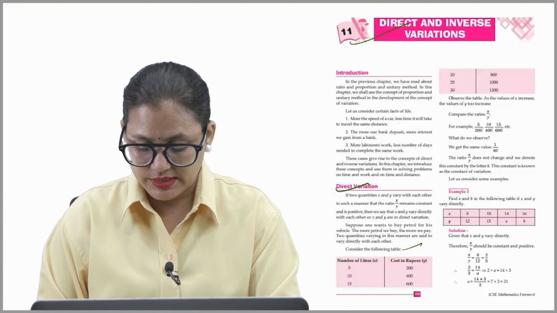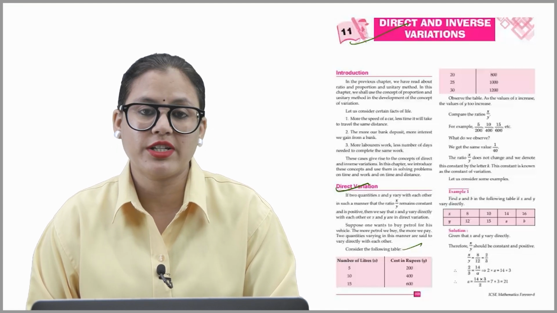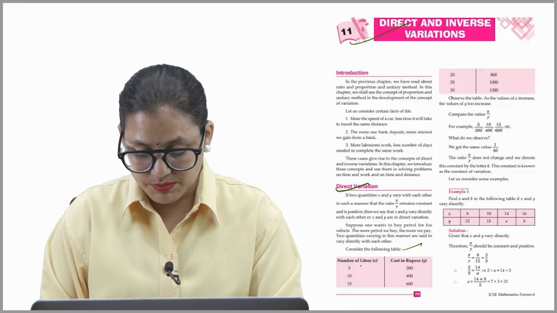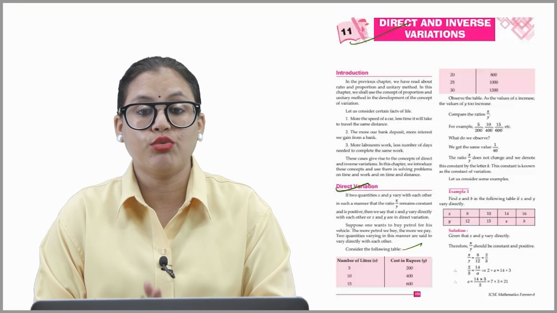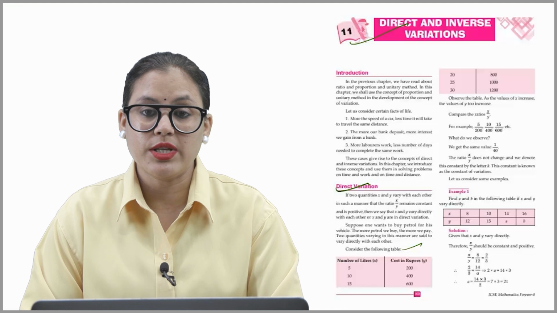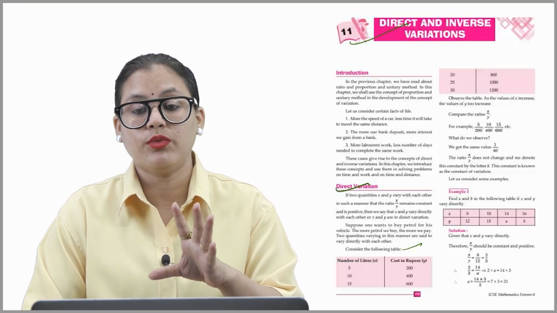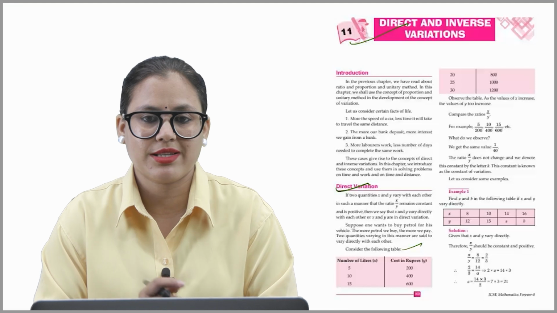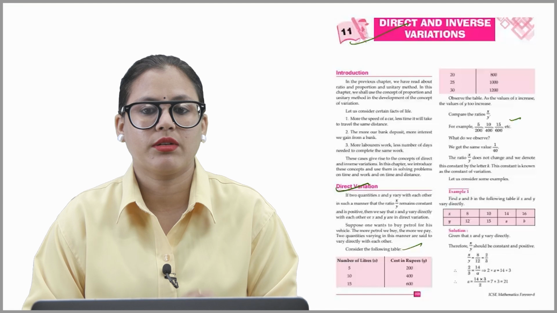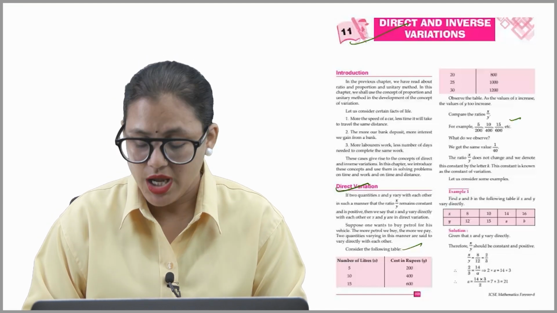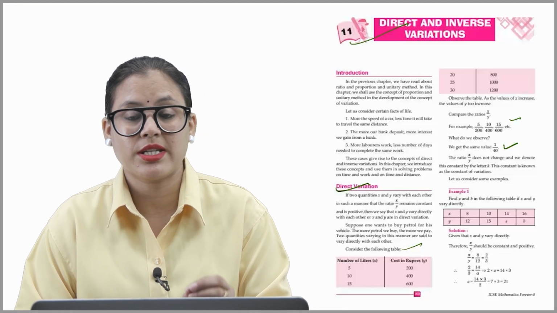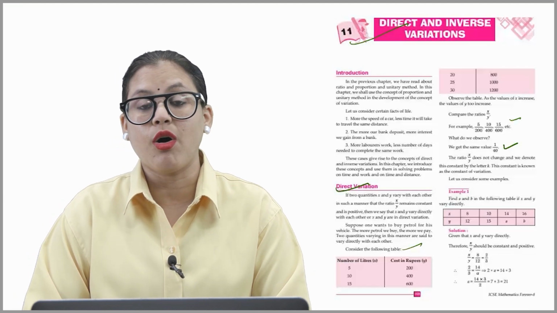Consider this table. Cost of 5 liters petrol is 200 rupees. Cost of 10 liters petrol is 600. See, petrol is increasing and cost is also increasing. So observe the table. As the values of x increase, the values of y also increase. Whenever we compare the ratios of x and y, we get the same value, that is 1 by 40. So the ratio x by y doesn't change, and we denote this constant by the letter k. This constant is known as the constant of variation.